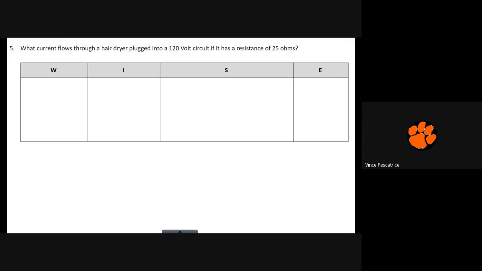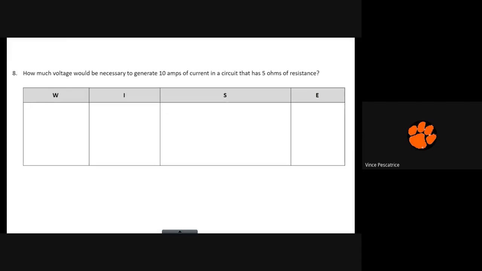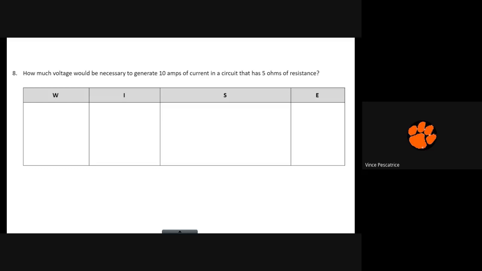Finally, we're going to go on to, let's see, where is this one? All right, how much voltage? All right, so there it is. So I've done a resistance problem. I just did a current problem, and now I'm going to do a voltage problem just to complete all three.